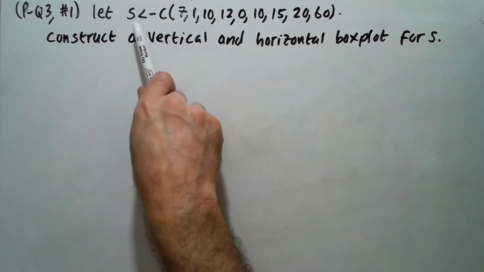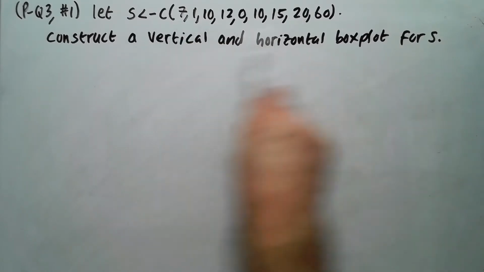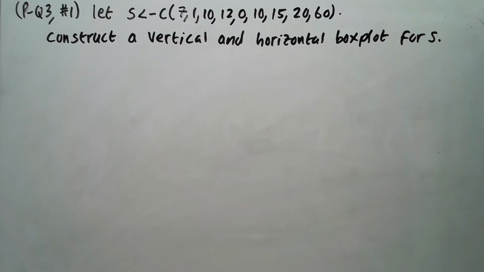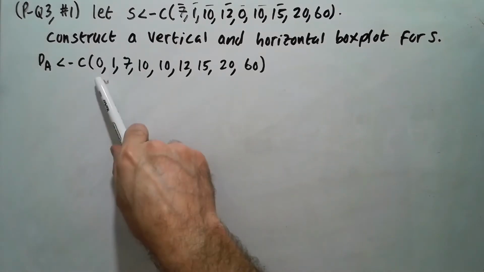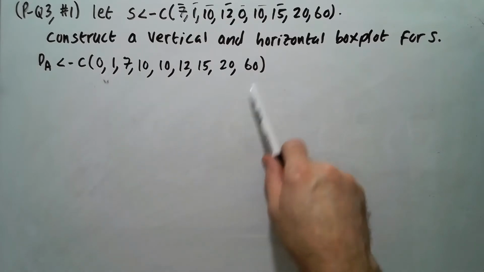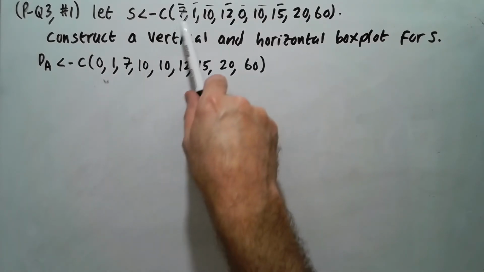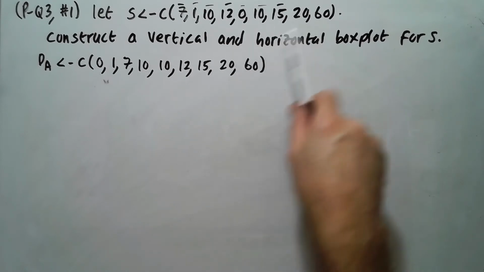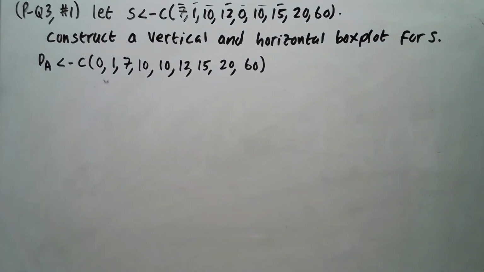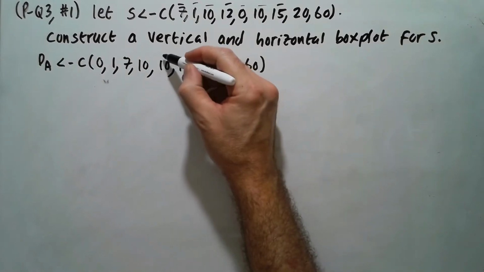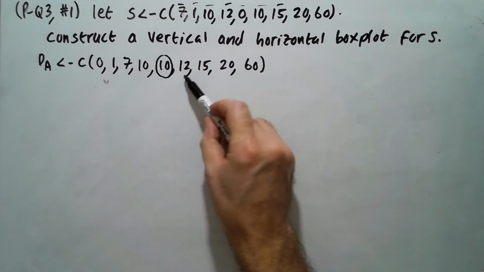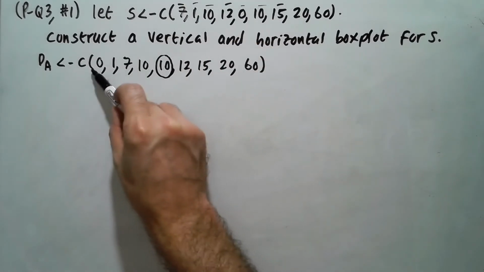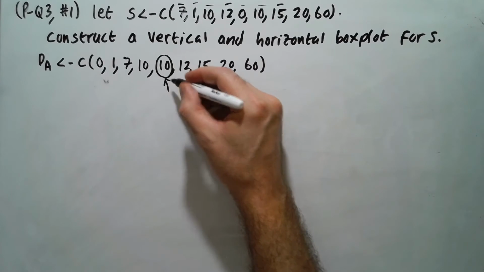So let's first arrange the numbers from smallest to largest. So let me write that here. Okay, so I've arranged the numbers here from smallest to largest. So 0 is the smallest, then it goes 1, 7, two 10s, a 12, a 15, a 20, and a 60. Now let's find Q2 here. Notice here that 10 is in the middle because there's 4 numbers this way, 4 numbers this way, so that's our Q2.